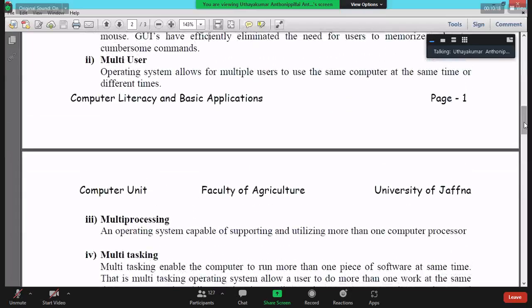The second one, multi-user. Now we are using one laptop or one personal computer. Is it a multi-user operating system, which allows several people to use the computer? What do we mean by the term multi-user? If I am using the computer for one hour, then someone else will come to use the computer for one hour, and the rest of them can use it consecutively. Is that what we mean by multi-user?